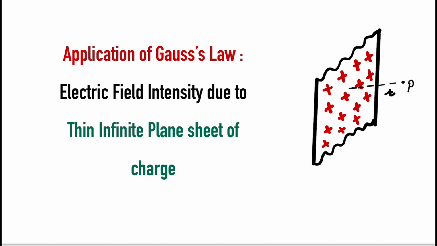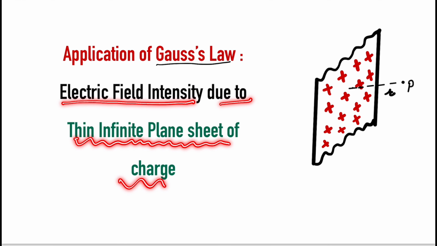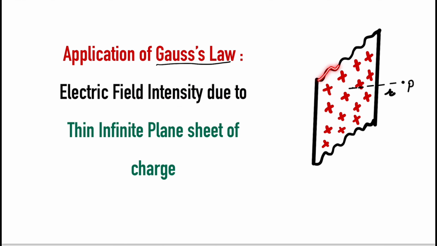Dear students, in today's video, we are going to discuss an important application of Gauss law. We are going to calculate the electric field intensity due to a thin infinite plane sheet of charge. In the figure, we can see a thin sheet which is positively charged, and we want to calculate the electric field at point P. This point P is located at a distance r from the sheet.